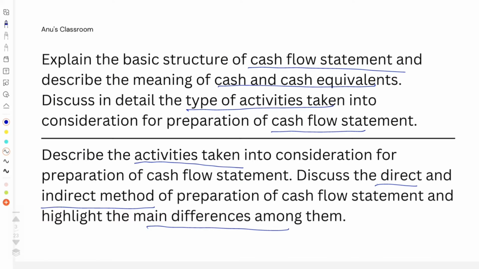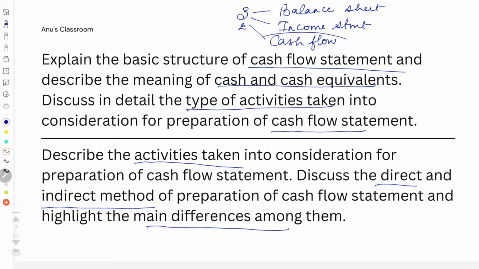So from this question's point of view, what do we know about cash flow statements? We know that there are 3 important financial statements which are prepared at the end of every financial year: the balance sheet, the income statement, and the cash flow statement. The cash flow statement is prepared by taking into consideration both your balance sheet and the income statement. That is the indirect method of preparing cash flow statements.